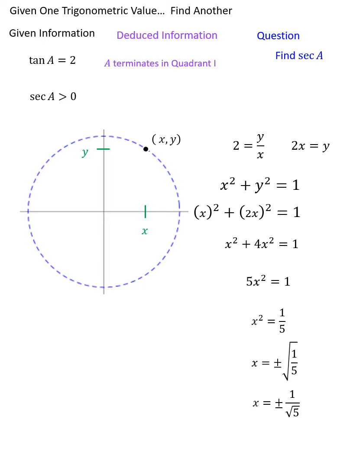And what I've done here is solve this equation for x, and I got plus or minus 1 over radical 5. Well, which is it? Is it plus or minus? Well, we've already deduced that the terminal point of A is in quadrant 1. Therefore, x is positive. So I now know the value of x, and I now know, looking up at my deduced information, that the x coordinate of the terminal point is positive 1 over radical 5.